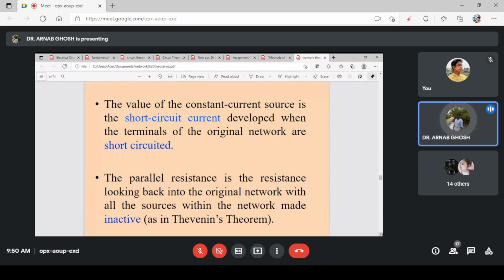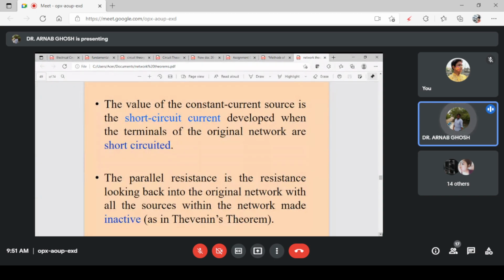First, take out the load resistance. The first step is take out the load resistance. Second step is short circuit the terminals between which the load resistance was connected. Third step is calculate the value of this short circuit current. Now the fourth step is make all the sources inactive in the network.